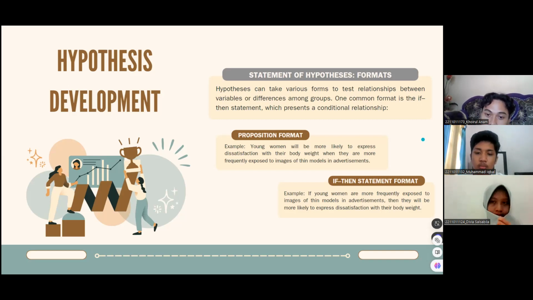First one is proposition format. Example, young women will be more likely to express dissatisfaction with their body weight when they are more frequently exposed to images of thin models in advertisements. Second one is if-then statement format. Example, if young women are more frequently exposed to images of thin models in advertisements, then they will be more likely to express dissatisfaction with their body weight.